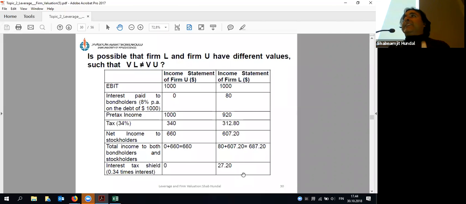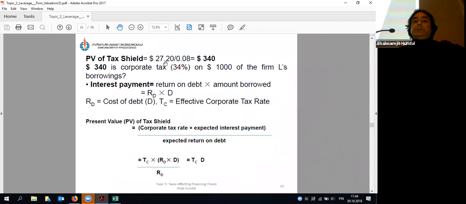What would be the present value of this extra income? The formula is: divide the perpetuity by the rate of interest. 27.20 is something you're getting every year, divided by 8%, you get 340. The present value of this income stream, which you will be getting for the rest of your life, is 340. So you make a deal with the banker that either you give me 27.20 for the whole life, or give me 340 euros once and for all. Does it make sense or not?